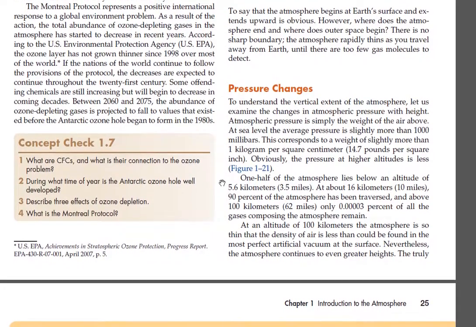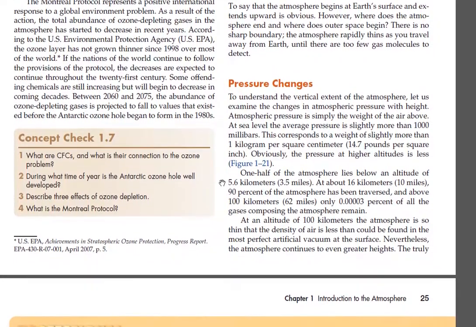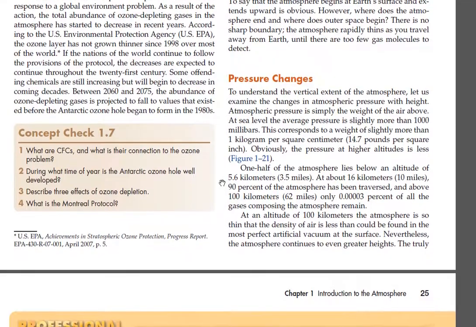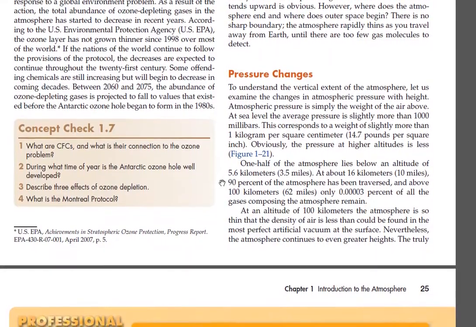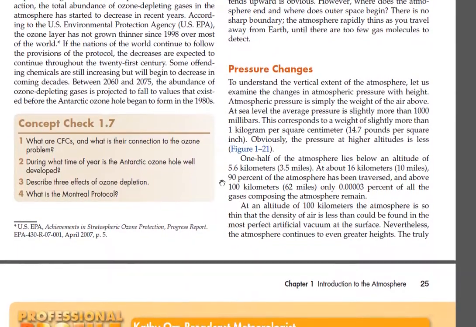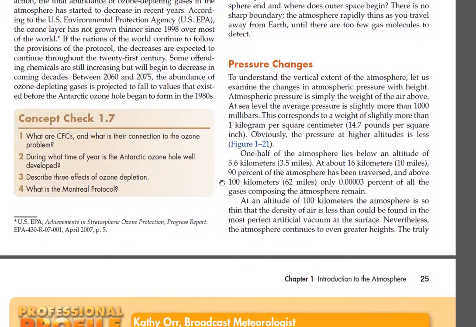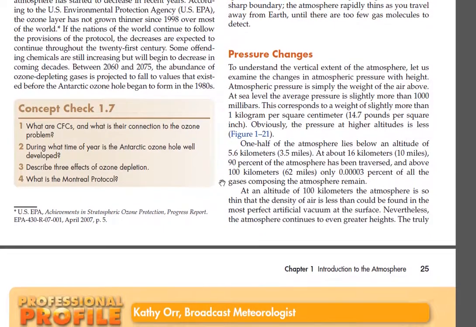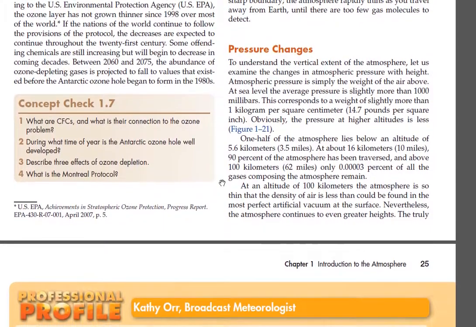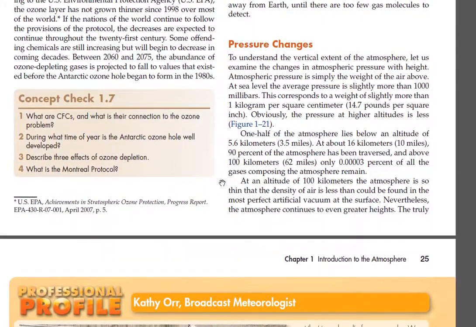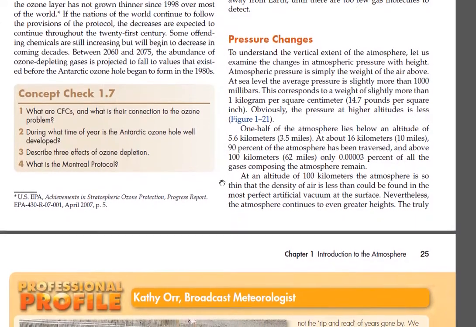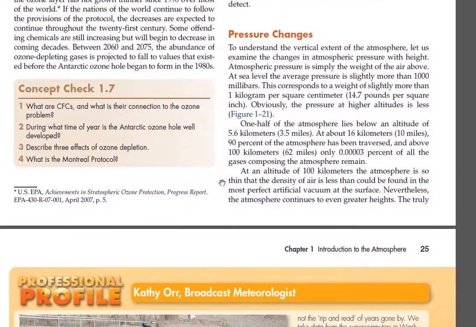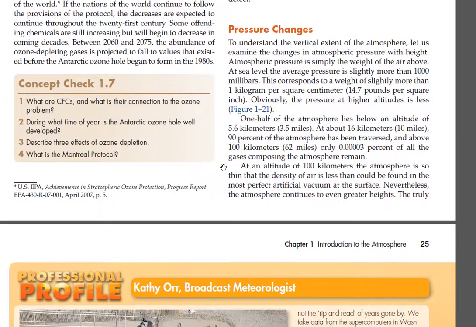One half of the atmosphere lies below an altitude of 5.6 kilometers, 3.5 miles. At about 16 kilometers, 10 miles, 90% of the atmosphere has been traversed, and above 100 kilometers, 62 miles, only 0.00003% of all the gases composing the atmosphere remain.